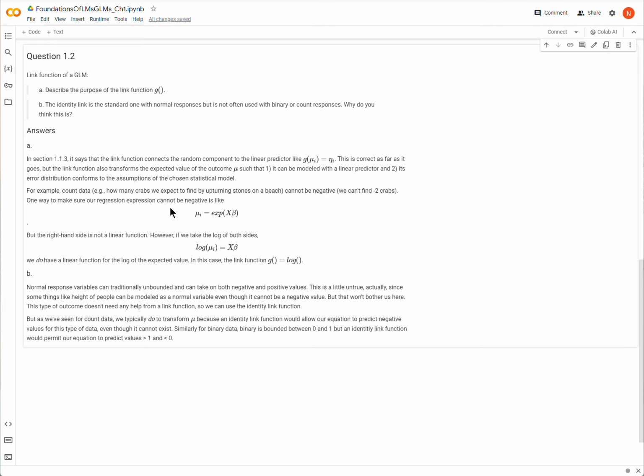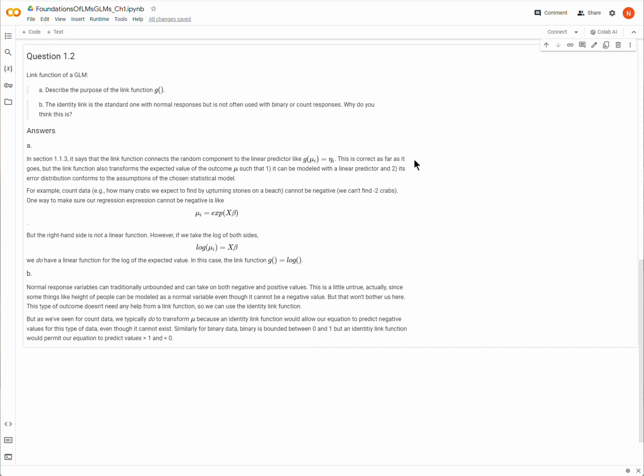The text in the book gives us a not so helpful answer, but it's true. It says that the link function connects the random component to the linear predictor. So g of mu, the expected value of our outcome transformed by the link function, equals eta, that's the linear component.